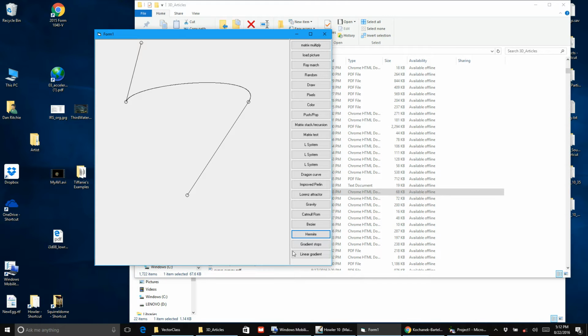But we've got a new gradient class, a gradient stop class that uses the keyframer class. And in the next video, I'll go ahead and discuss that.